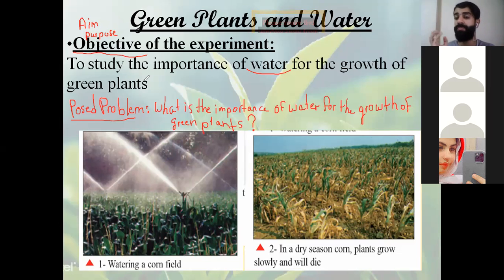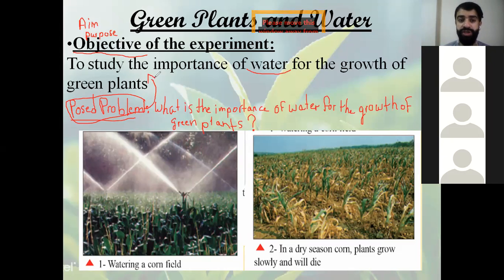But if I told you to pose the problem, it's very similar to the aim or the purpose, but it should be in the form of a question. So the posed problem from now on should be in the form of a question. So what is the posed problem? What is the importance of water for the growth of green plants? From where did I get it? I get it from here. I ask in the form of a question. To study the importance, so what is the importance? So a WH question: what is the importance of water for the growth of green plants?